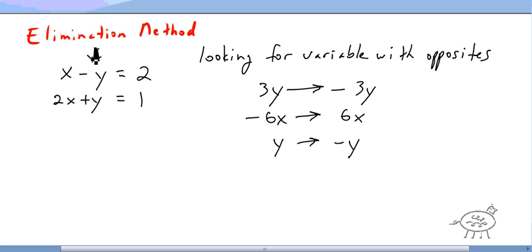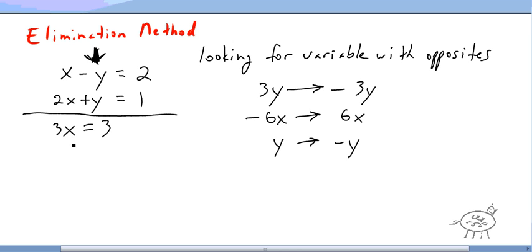So if the y's are opposite, I draw a line underneath, and I either add or subtract depending on what it is. This is an x, this is a 2x. They're both positive, so x plus 2x is 3x. Negative y plus y cancels. It's why we call it the elimination method, because it actually cancels. Please do not write 0y. That variable is gone, so the y's cancel, and 2 plus 1 is 3.